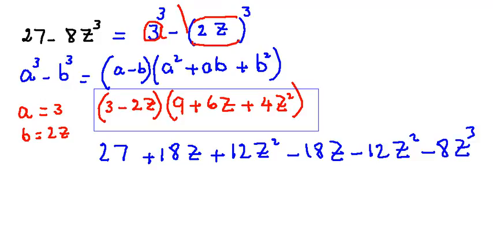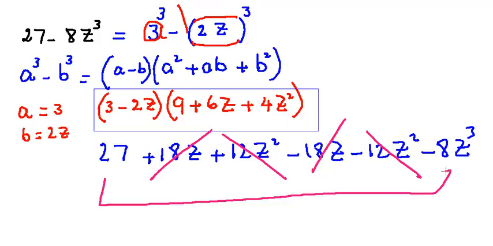Notice here that we start simplifying. The 18z and the minus 18z, they cancel. The 12z squared and the minus 12z squared cancel. And of course, we came back to the original question, 27 minus 8z cubed, which is what we were trying to factor.